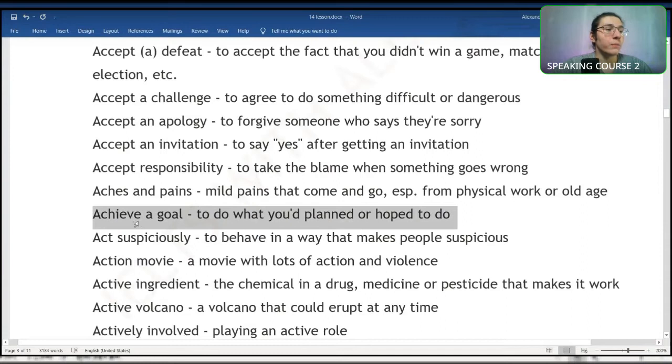Achieve a goal. This is a great collocation. Just get what you're looking for.